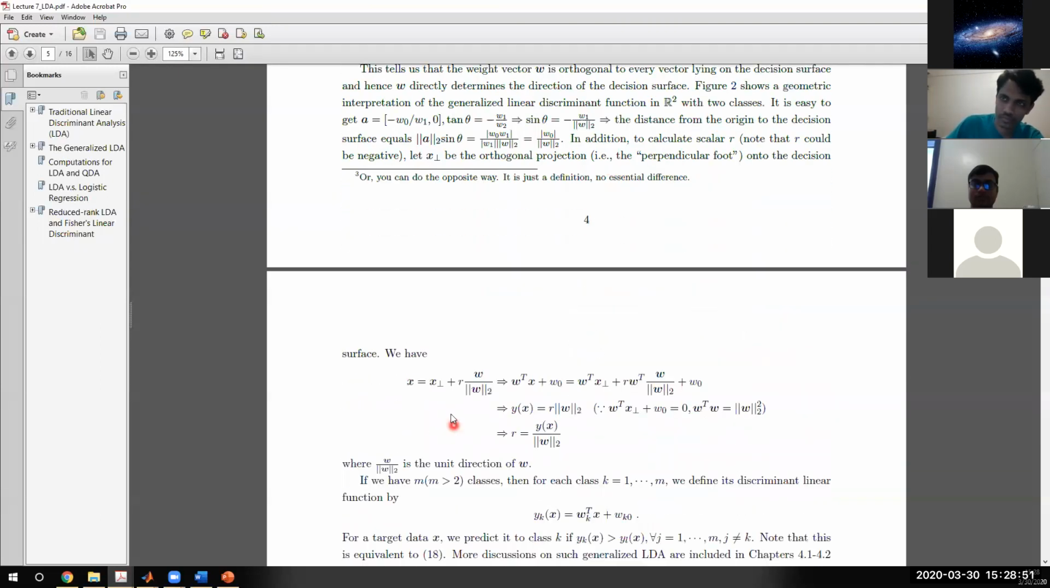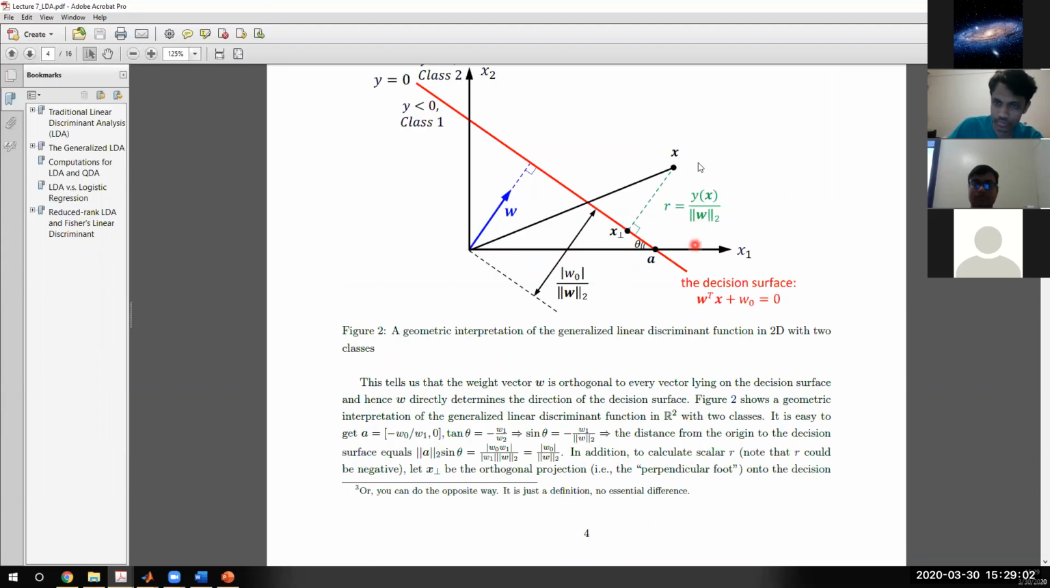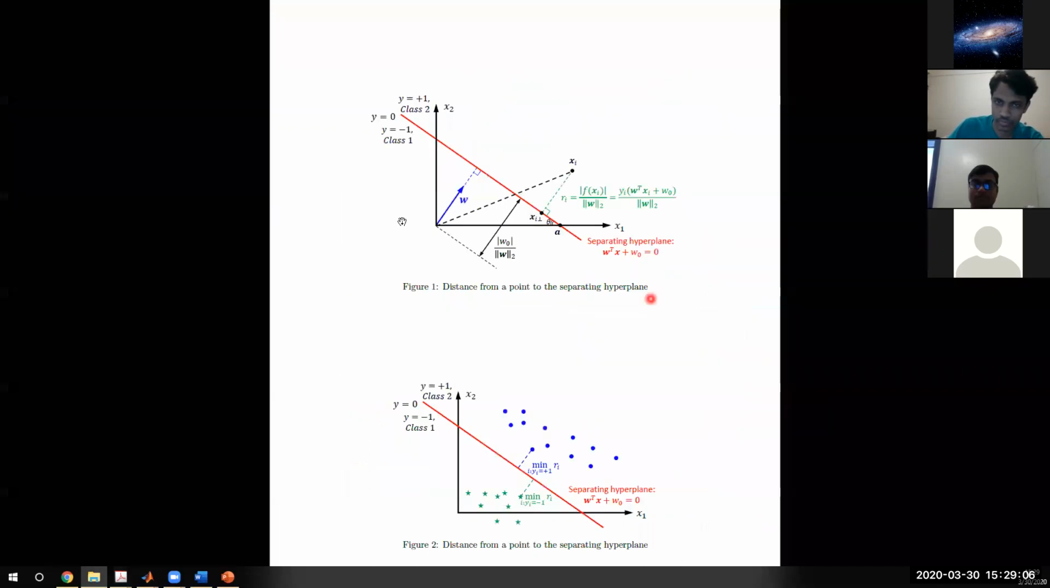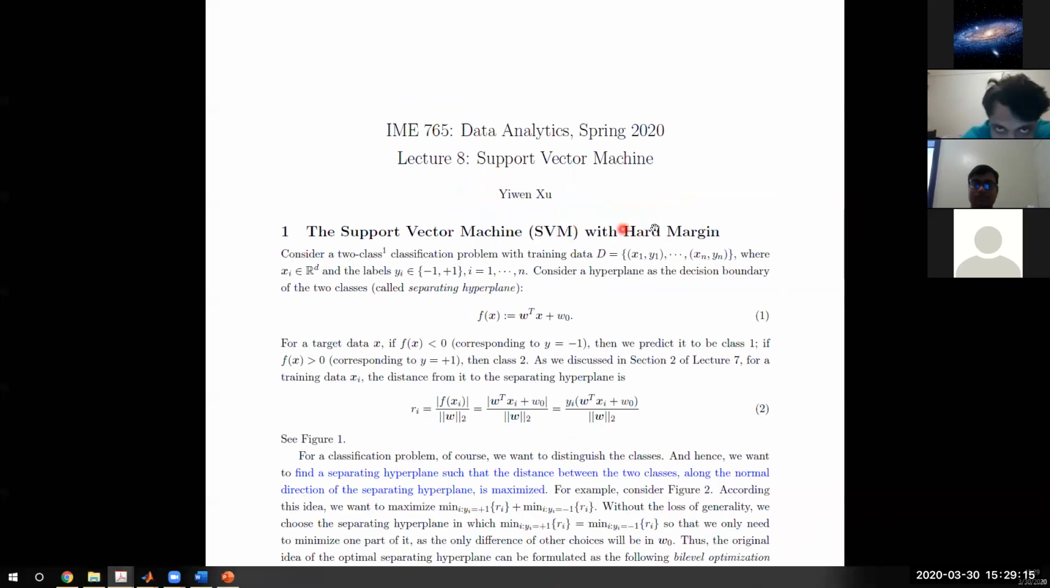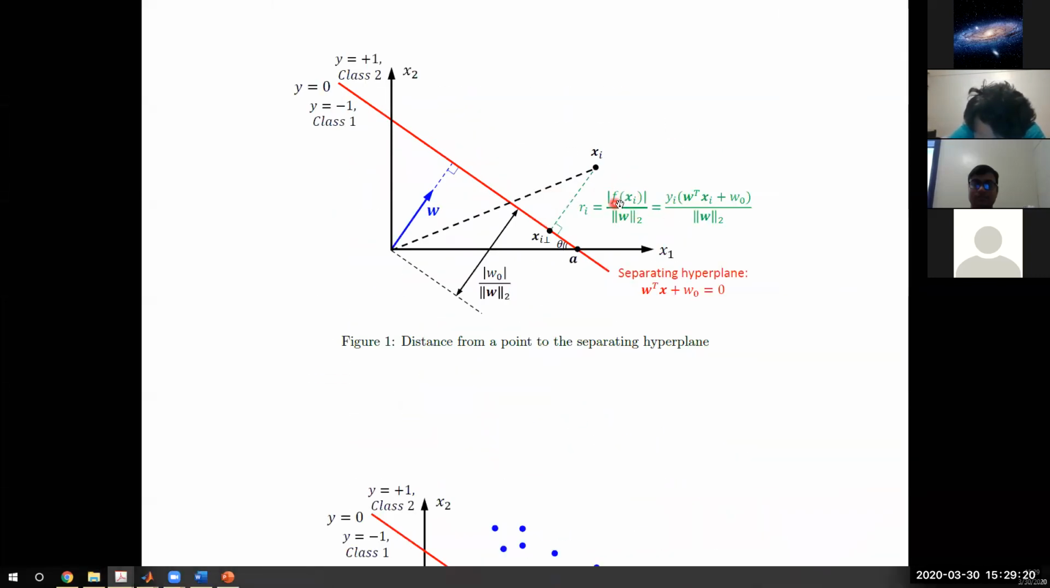By multiplying w^T and then adding w_0, you immediately get this. The difference is that here r is something like a vector, but in our lecture 8, I directly define r_i as the distance, so I added an absolute value here. So simple. My r_i equals the absolute value of f(x_i) over the norm of w, which is this.